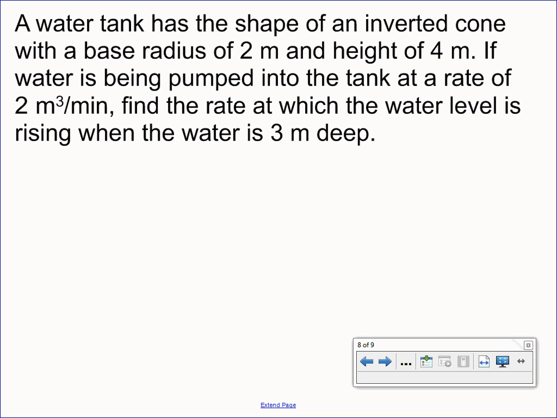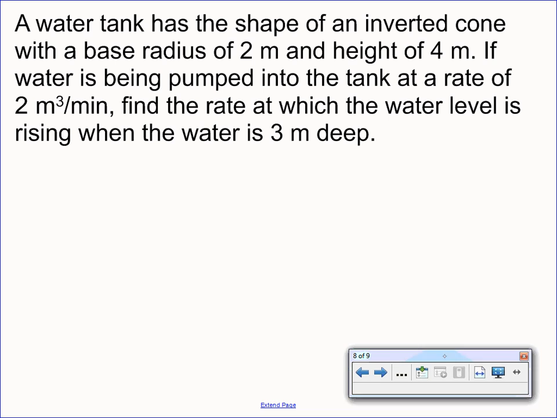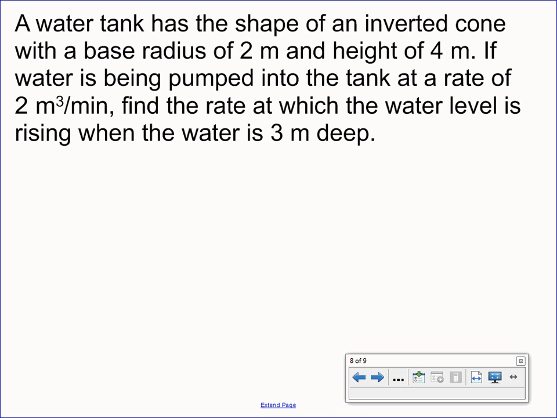So let's go ahead and consider this water tank, the shape of an inverted cone. If we were to draw that, we're thinking ice cream cone, not geometry sketch pad cone. So here we go.